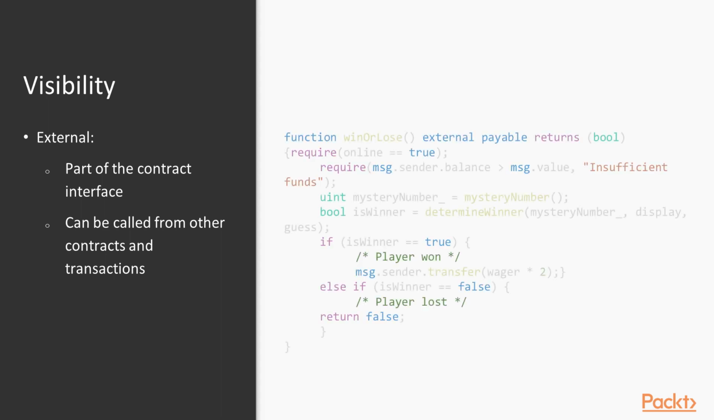For example, if we have a function in our smart contract that determines whether the player of our game has won or lost this round, we need to call that from a React application. So it needs to be external because if you remember, our React application lives on our web server, but our smart contract lives on the Ethereum network.